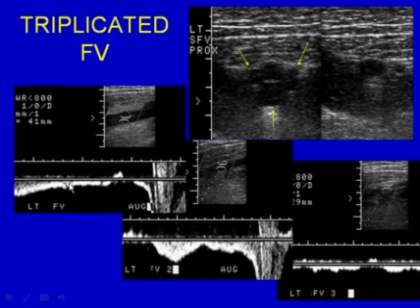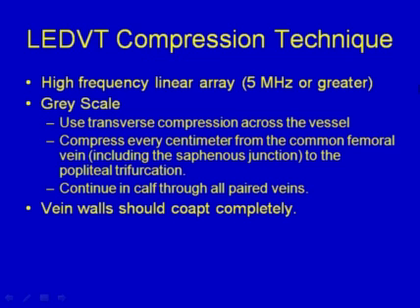As I said, a triplicated segment can occur. Here's just an example of a patient with a triplicated segment. You can take spectral tracings from all three and show that, yes, these are all venous waveforms. But easier is the compression examination over here, where you can just look at the vein, the vein, the vein. Here's the adjacent artery. When you compress, all the venous structures should disappear and only the arterial structure remains.